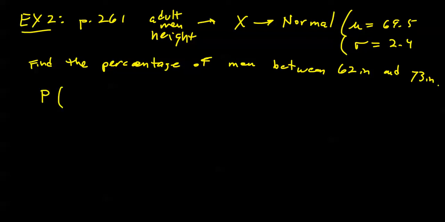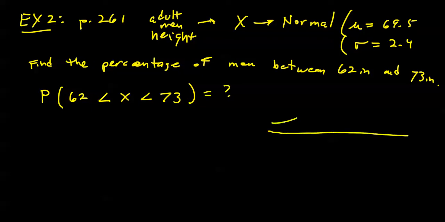Right, what I really want is the probability that a randomly selected man is between these limits, 62 and 73. Right, this is what I seek. And again, I'll draw a normal distribution of heights. Not too many really tall men, not too many really short men, most somewhere in a neighborhood of the mean of 69.5. And I want the area under this curve between 62 and 73.